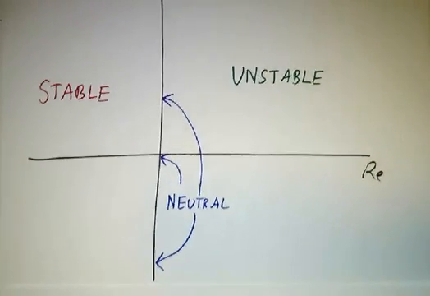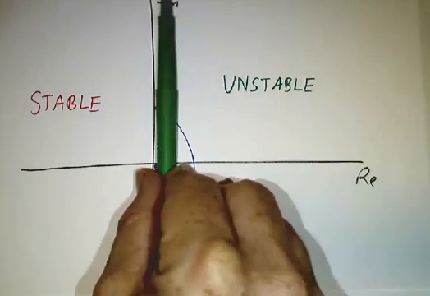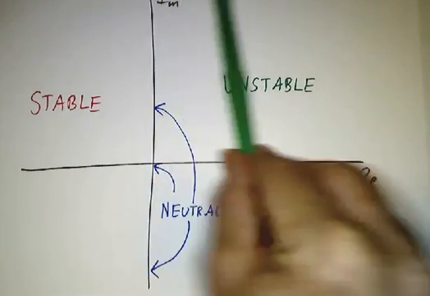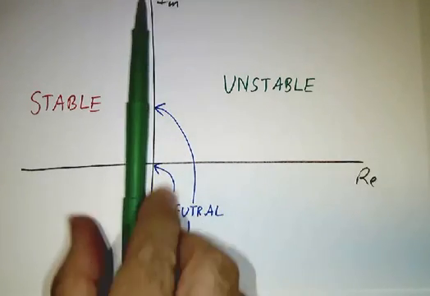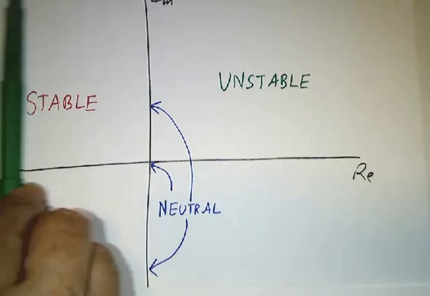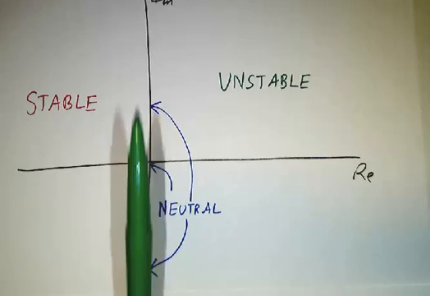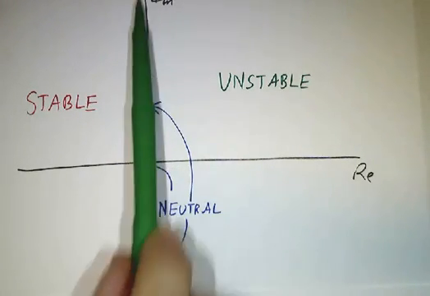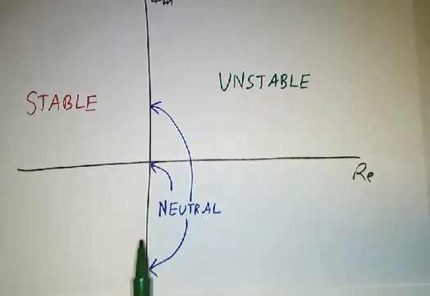So here's the picture in the complex plane of what's stable and what's unstable. The whole right half plane is unstable. Anything with a positive real part is unstable. Anything with a negative real part, the left half plane, is stable. And the neutral ones are the ones with zero real part. In other words, exactly the imaginary axis. 3i is neutral. Negative 5i is neutral. 0 is neutral.